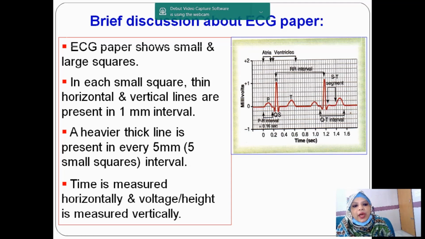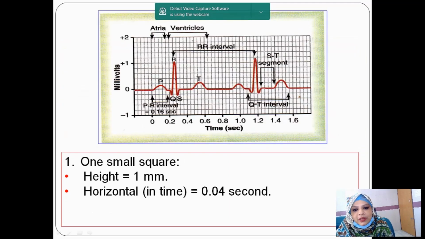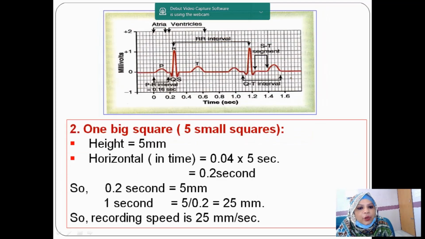In each small square, thin horizontal and vertical lines are present at 1 millimeter intervals. One small square has a height of 1 millimeter. Horizontally, on the x-axis, time is always present, and on the y-axis, millivolts, that is the current, are present vertically.